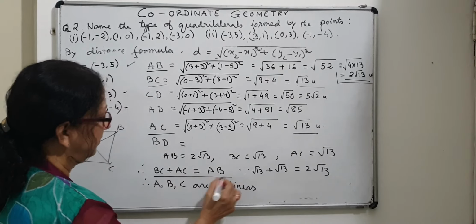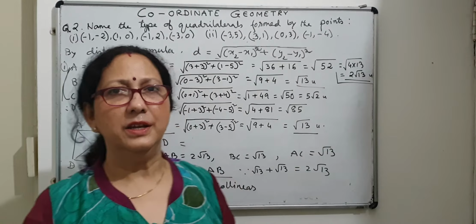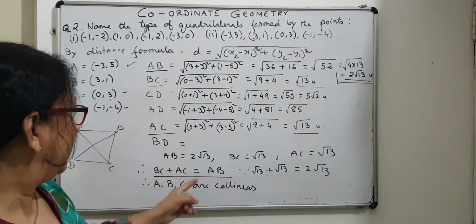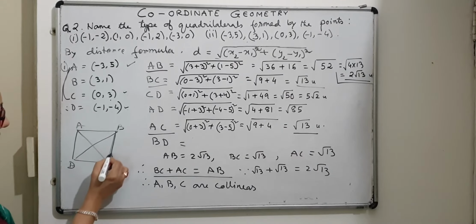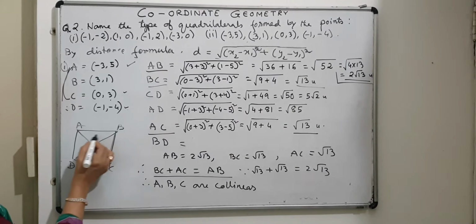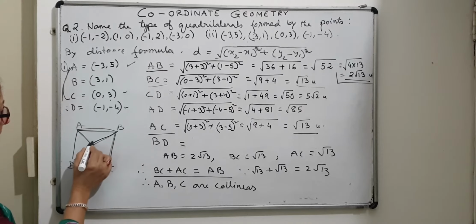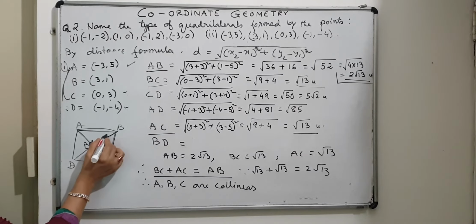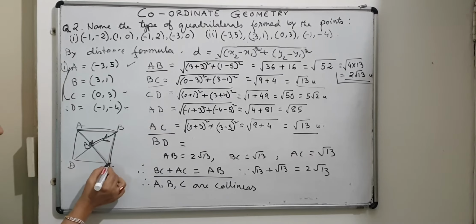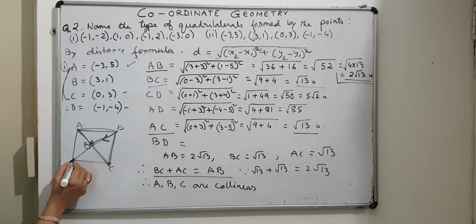Because of this, I have told you, if the sum of two line segments is equal to the third segment, then the points will be collinear. So you see here, what does it mean? It means BC plus AC is equal to AB. That means B has to be somewhere here, B has to come down here. Do you understand? So ABC will be collinear. That means ABC is a line. Then the third point is somewhere here, D.